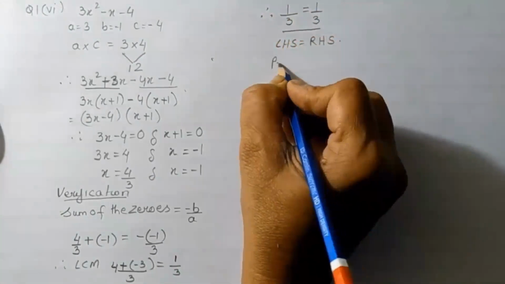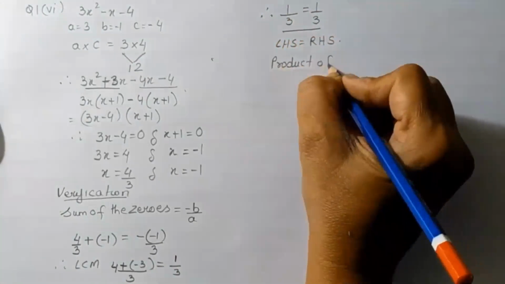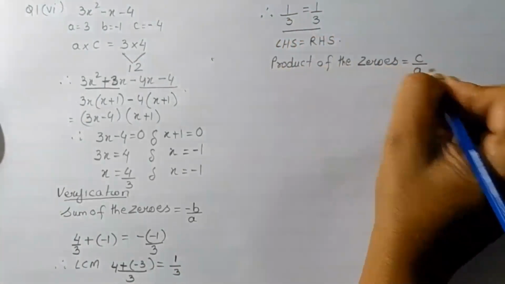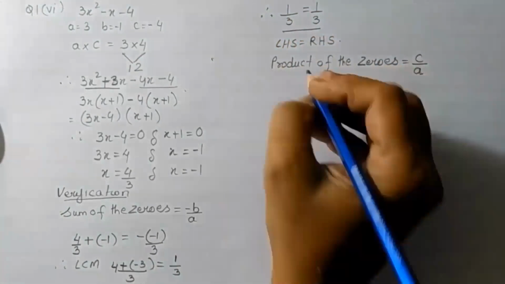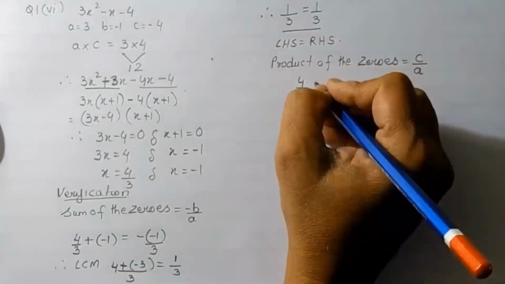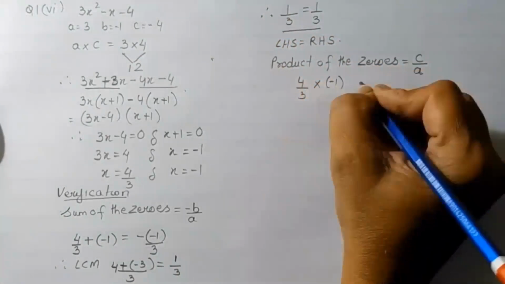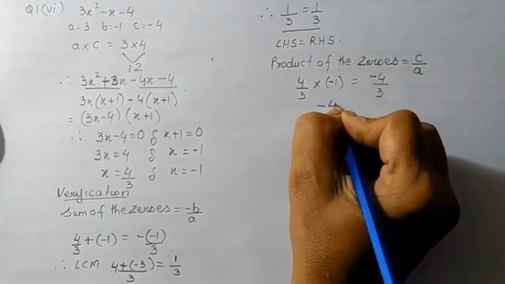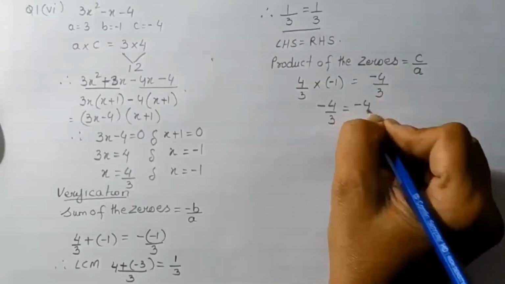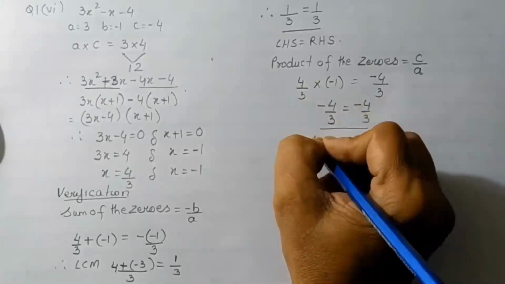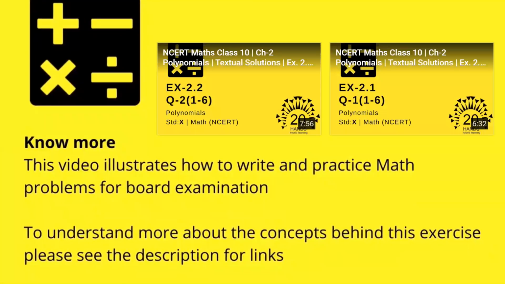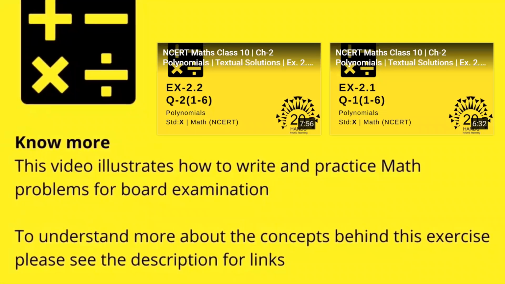We are verified. Now let's verify the product of the zeros, which is C upon A. Always remember this is the formula. 4 upon 3 multiplied by minus 1 is equal to C upon A, C is minus 4, A is 3. So minus 4 upon 3 is equal to minus 4 upon 3. This is verified. Okay. So these are the different sums. We have other sums also.